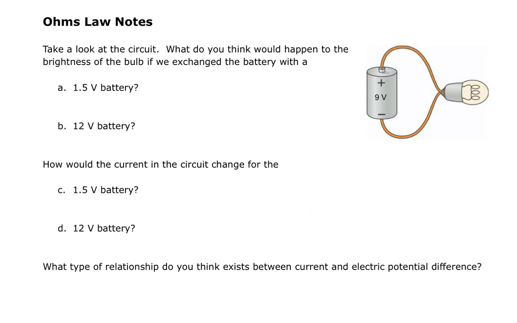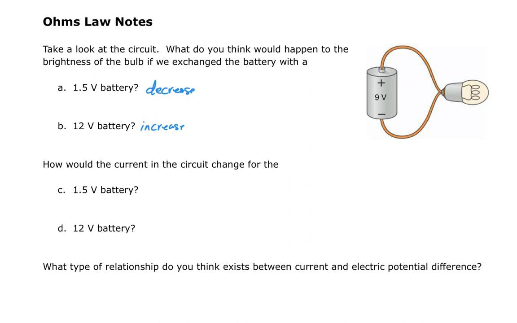So we've got a battery hooked up with a light bulb here. And we know that the brightness of the bulb is going to change if we change out the battery. If we put a 1.5 volt battery in place of the 9 volt battery, the brightness will decrease. Whereas if we put a 12 volt battery in there compared to the 9 volt battery, the brightness would increase. And we know that because the current changes.